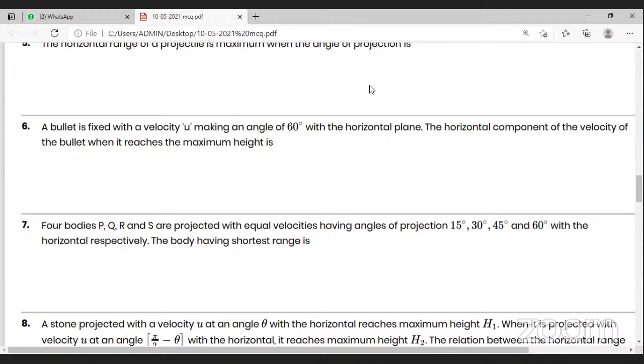In this particular question it is u cos 60. U into cos 60, whose value is 1 by 2, so this is u by 2. So everywhere the horizontal velocity is u by 2. And what about vertical velocity? Will it be the same, u sin theta? No, vertical velocity changes while going up. At maximum height, vertical velocity becomes 0. But horizontal velocity always remains the same. So the answer is u by 2.